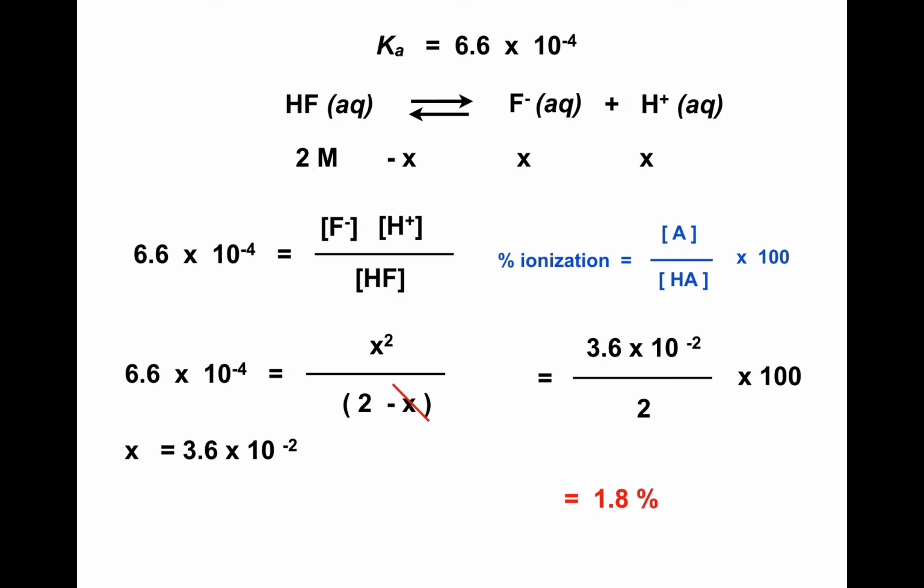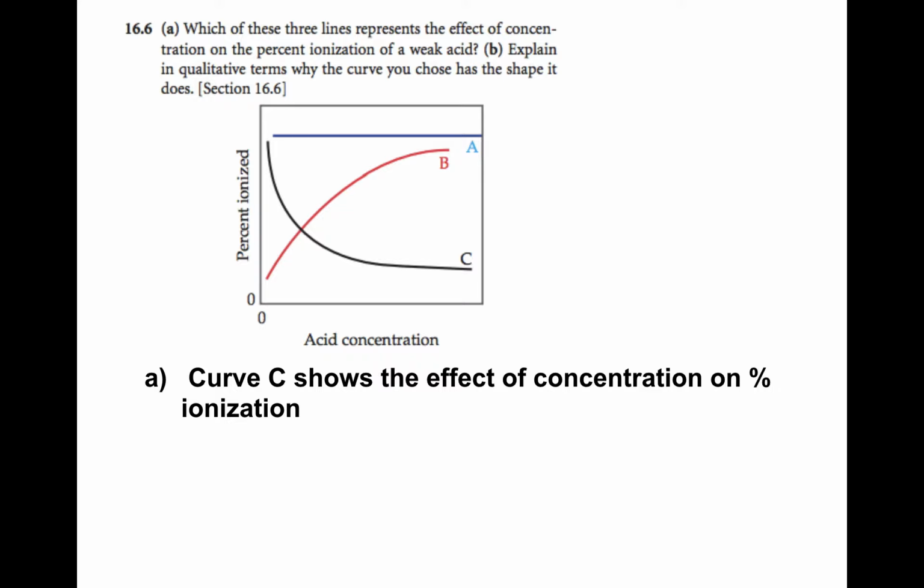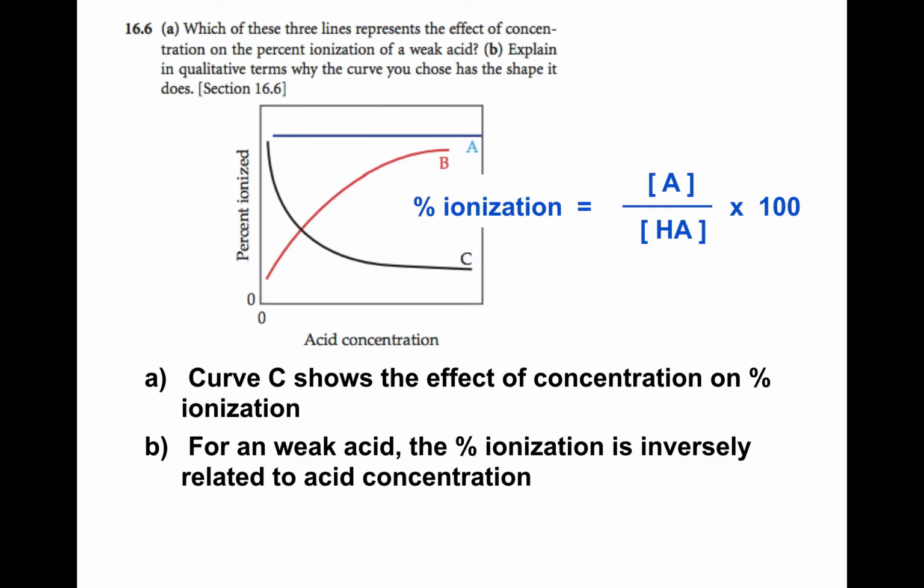So again, percent ionization is based on how much the weak acid breaks apart. So curve C shows the effect of concentration on percent ionization. And for a weak acid, the percent ionization is inversely related to the acid concentration.